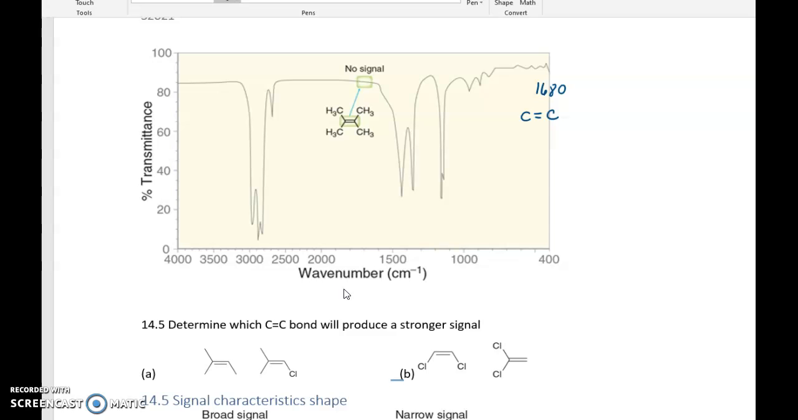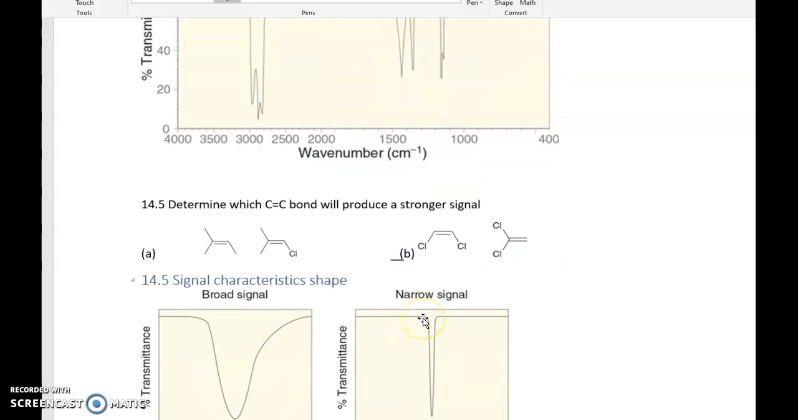So if we want to look at these and determine which carbon-carbon double bond will produce the larger signal, we see that we have a large dipole here, and so this one would produce the larger signal. And if we look here, we have dipoles here and here, which are going to partially cancel each other out, versus dipoles here and here. It's going to make a larger molecular dipole. So this one is going to give the stronger signal.